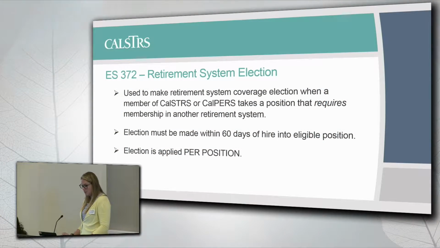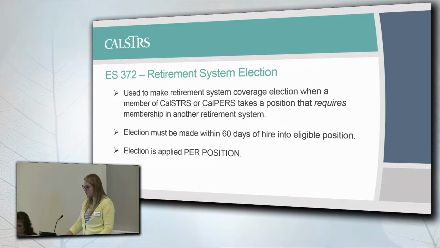Again, just as a reminder, this form is used to make a retirement system election when a member of either CalSTRS or CalPERS takes a position that requires membership in another retirement system. So the key here is we want to make sure that the new position requires membership in the other retirement system. If you are ever unsure, please feel free to reach out to us and we'll help you make that determination.